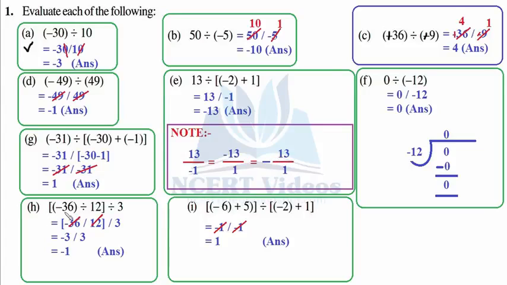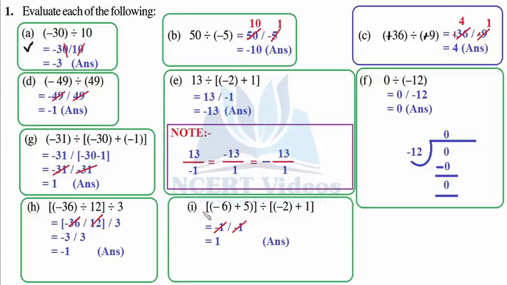H part, minus 36 divided by 12 divided by 3. First of all, we will always solve the bracket, else our answer will go wrong. So 1 12s are 12, 3 12s are 36. Therefore it is 3 for this whole part. Minus is also there due to this same thing, and divided by 3. So 3 by 3 is 1, and the sign was negative, therefore the answer is negative 1.